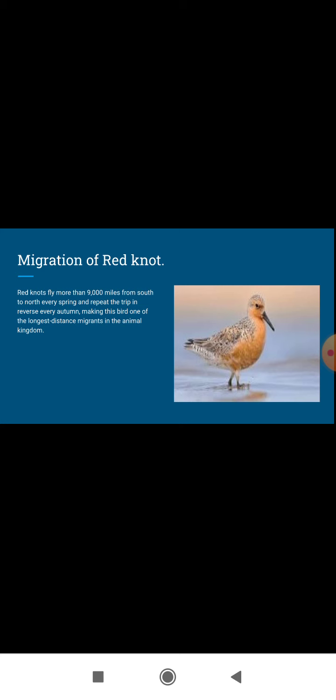They start moving from south and they go to the north direction. That is, they start moving towards Canada, and on the onset of the autumn season they return back, making this bird one of the longest distance migrants in the animal kingdom.